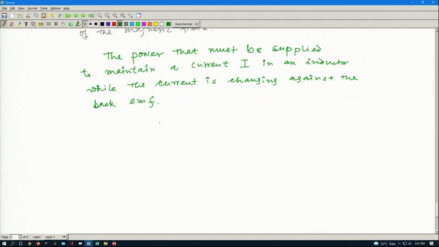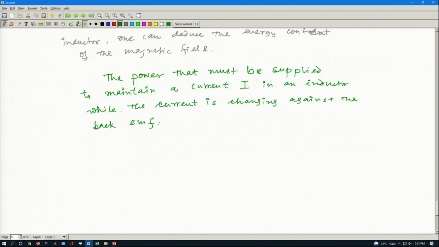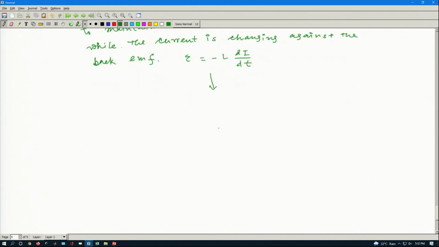So, some amount of power must be supplied to maintain the flow of the current, because there will be a back EMF, because we have an isolated inductor, and this back EMF is simply E equal to minus L di/dt. The amount of power that we need to work with is the rate of change of work done, and that is equal to the current with a negative sign, obviously, and the EMF.